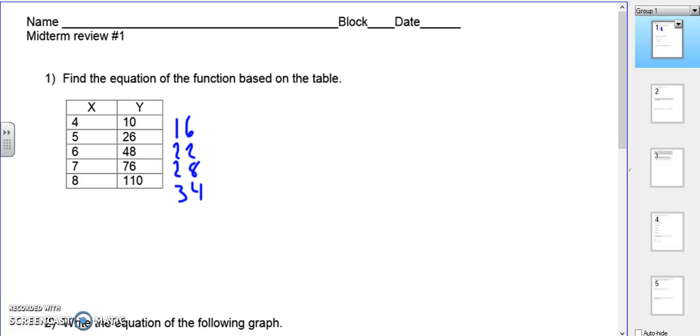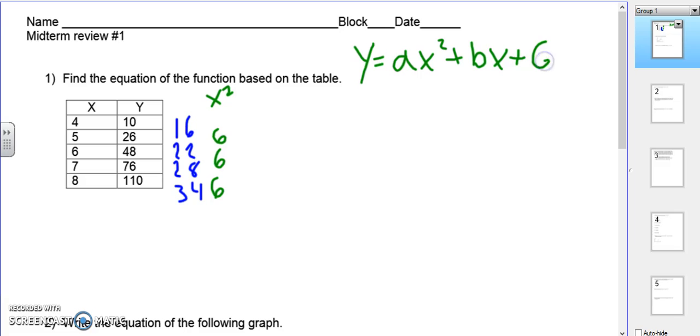Let's subtract again. 22 minus 16 is 6. 28 minus 22 is 6. And 34 minus 28 is 6. What does that mean? It's quadratic. It has to be an x squared. So y equals ax squared plus bx plus c is my equation. So we want to write an equation of the first, I usually use the first 3 points. So we're going to plug in for x and y. So I'm going to use these 3 points.